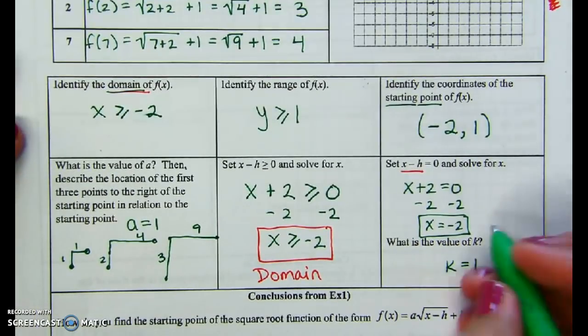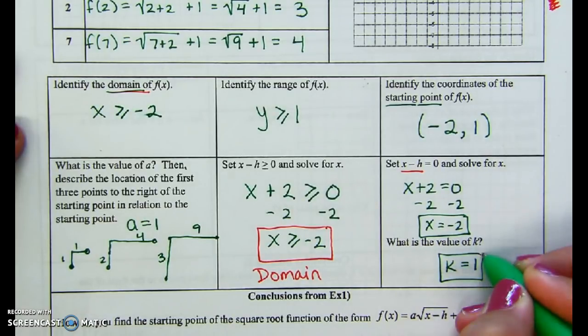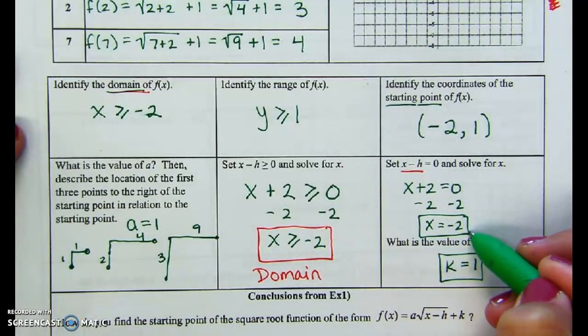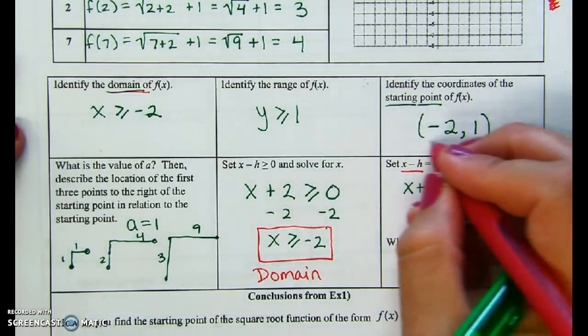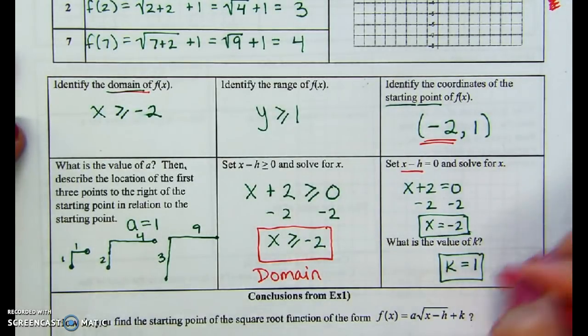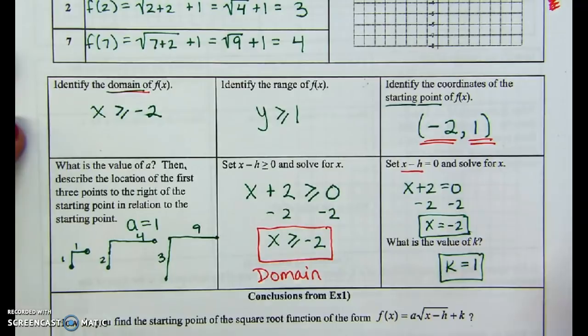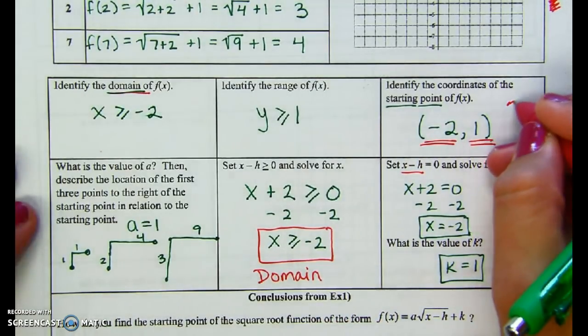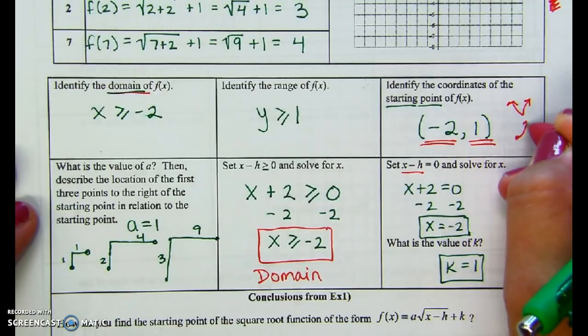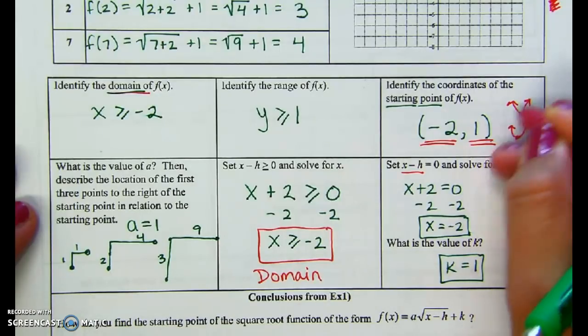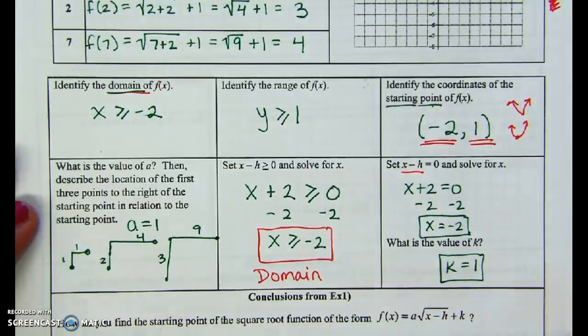What do you notice about when you set the inside equal to 0? Where is that negative 2? Do you see it here? And the k value is 1. Do you see it here? And what was this point? What was it in the absolute value and the parabola? It was the vertex, right? But for a square root, it's going to be the starting point.